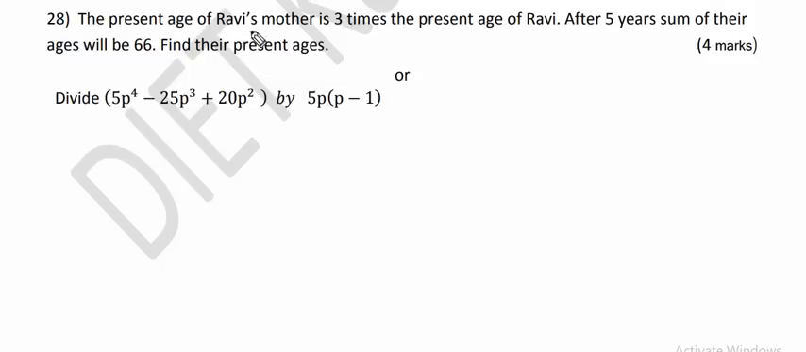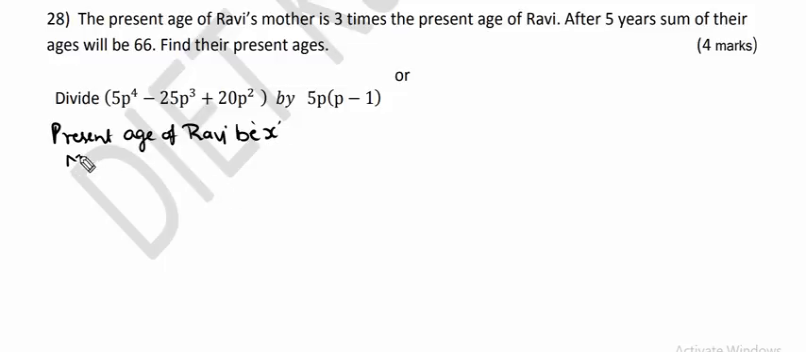The present age of Ravi's mother is three times the present age of Ravi. After 5 years, the sum of their ages will be 66. Find their present ages. So now we consider the present age of Ravi to be x.